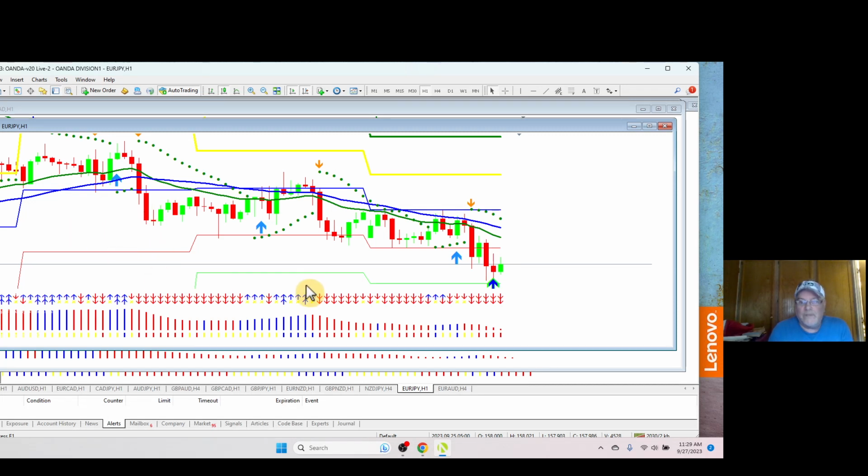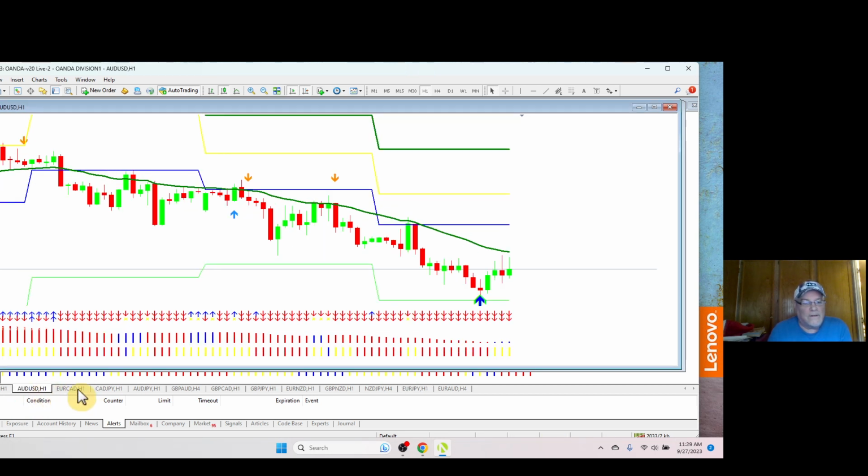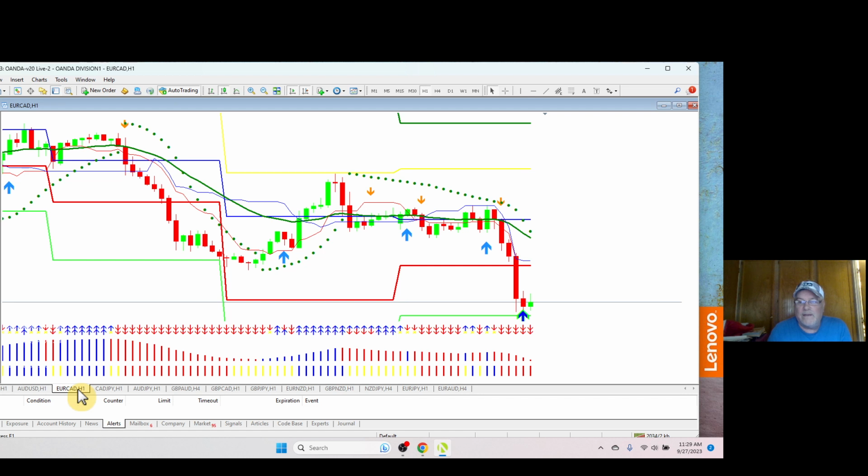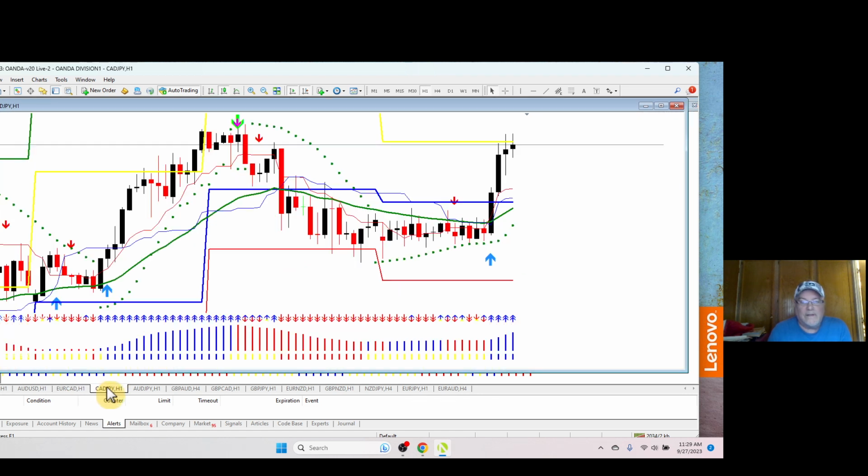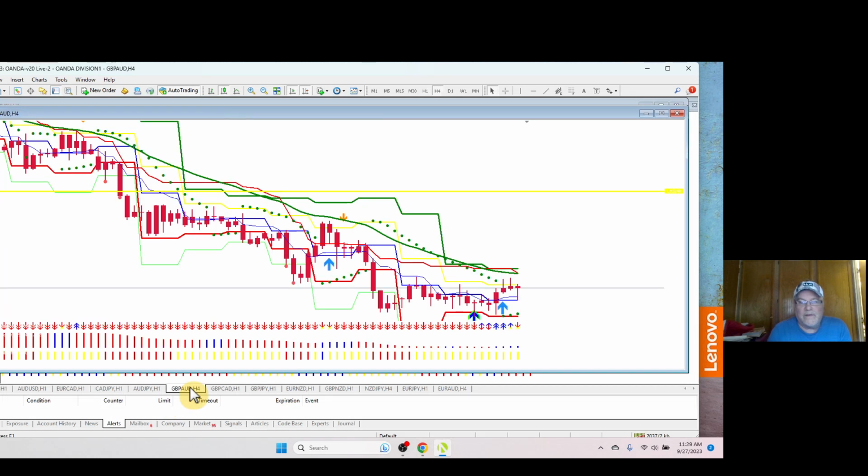But the Euro Yen, what's the other one I'm looking at? Aussie dollar, Euro CAD, that's gone up a little bit. CAD Yen, not gone nowhere. Pound Aussie 4 hour, now it's pushing back up. See, now remember, that's your stop.